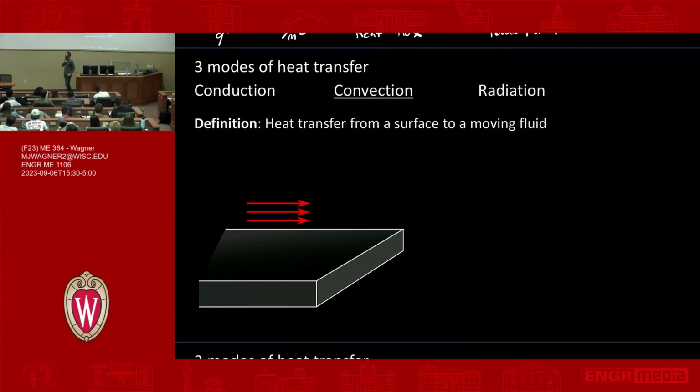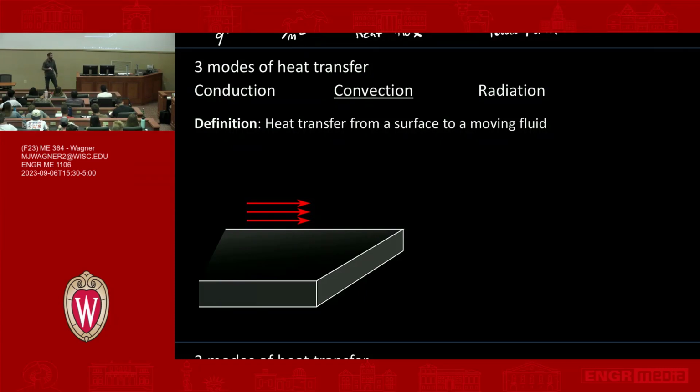Right, let's talk about the second mode, which is convection. Convection, the definition for that is heat transfer from a surface to a moving fluid, right? So conduction is heat transfer within a solid medium. Convection is when you're at the boundary of that solid medium, transferring heat to something that's moving. If it's solid and then you have a fluid and that fluid is static, it's still conduction, right? It's got to be moving.